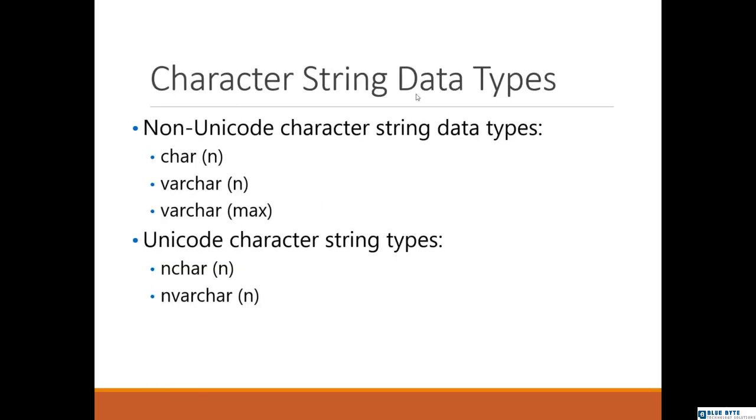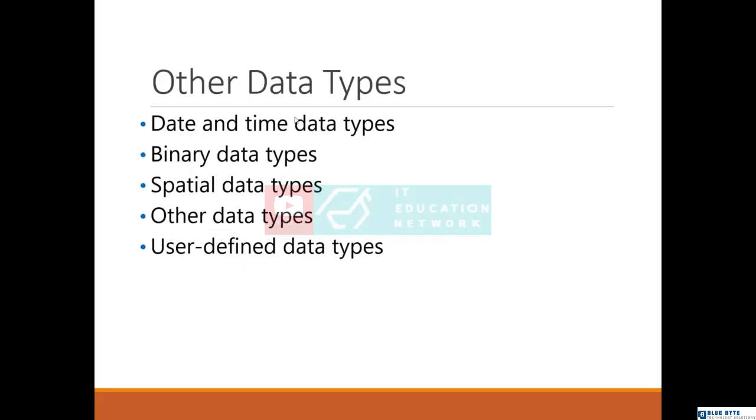Then we have character string data types. You have two major types, non-Unicode and Unicode. With non-Unicode, usually you can use the English language. With Unicode, you can use other languages in addition to English. So you can define these types like char, varchar, and varchar max, which is going to allocate all the space for the definition of such type. Or you define that this item can hold 10 characters, 20 characters, depending on which scenario you have in your database design. Other data types are date and time, binary, etc.